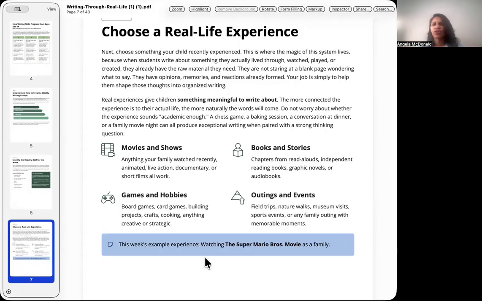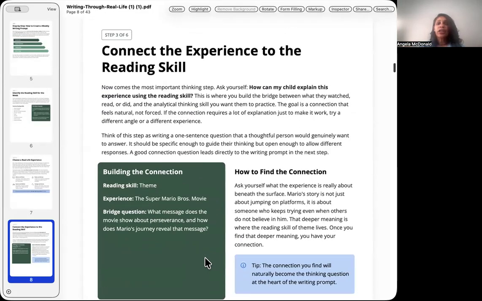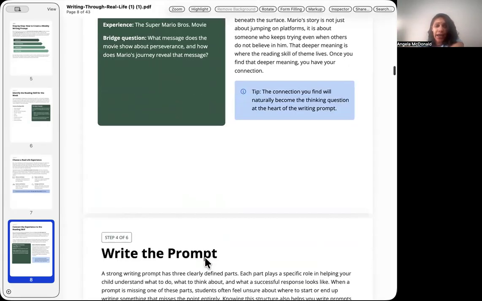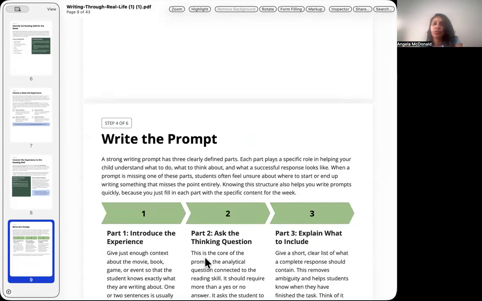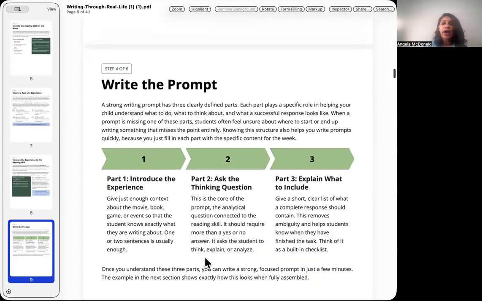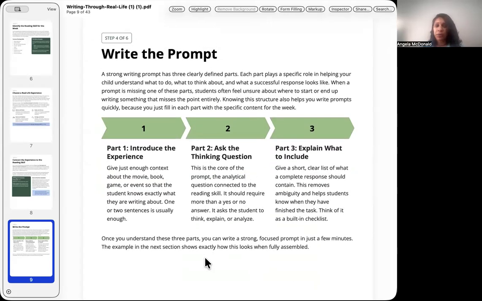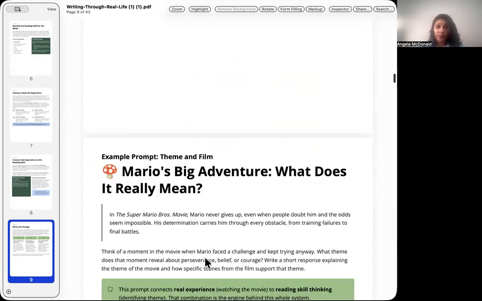But you can use movies, shows, books, stories, games, hobbies, outings, whatever it is that you want. And then we're going to connect the experience to the reading skill, which is compare and contrast. I'm going to show you the prompt too after we finish. So how do you write the prompt? You introduce the experience, you ask a thinking question, and you explain what to include.